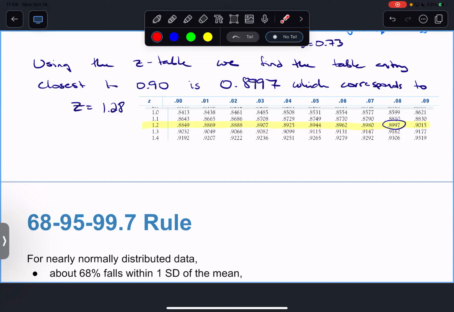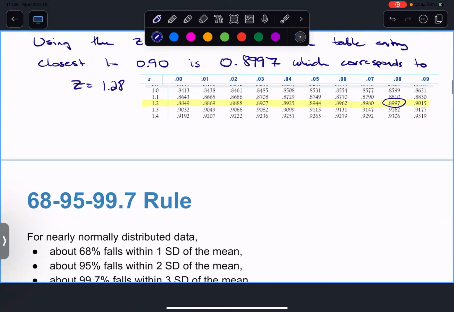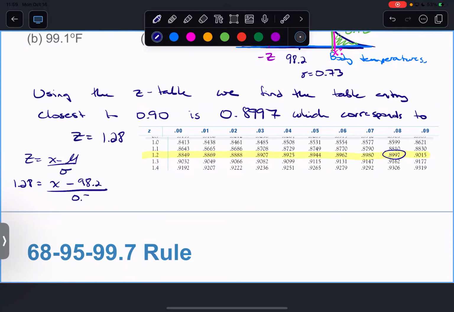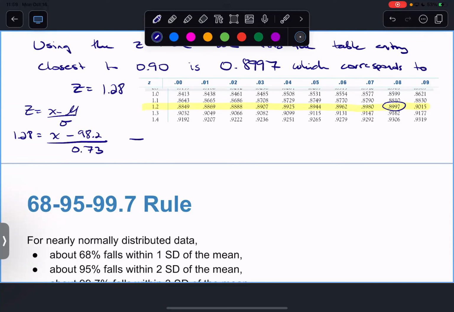Now I need to find my x, and on the formula sheet, there's usually a worked out formula for x if you don't like doing the math every time, but you're gonna have to do it like once on the test. So I like to have fewer formulas personally, but z equals x minus mu over sigma. Z is 1.28. X minus mu was 98.2 divided by 0.73. Times 0.73 plus 98.2, just going straight for the jugular here, 100.21 degrees Fahrenheit.